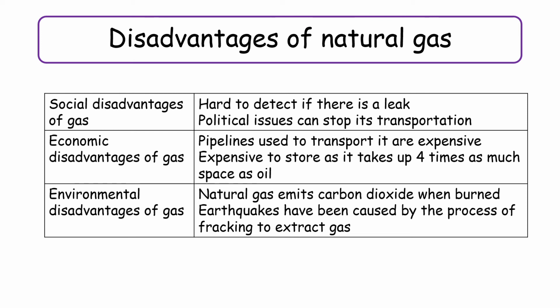An economic disadvantage this time. Although the gas itself is quite cheap to use and to purchase, the pipelines that are needed to transport it are very, very expensive. And as I said, these pipelines can stretch right across a country, hundreds, thousands of miles sometimes. So it's very expensive to create this infrastructure that's needed to transport the gas.